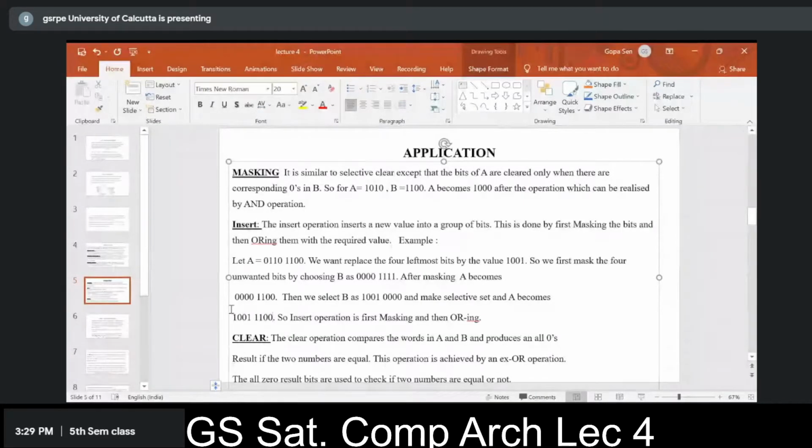So these are all the different applications of logic gates. With the help of logic micro operations, we can execute selective set operation, selective clear operation, selective complement operation, mask operation, insert operation, or simple clear operations.